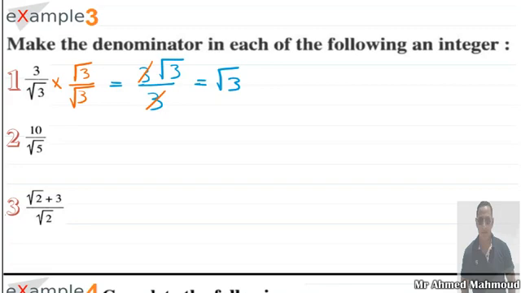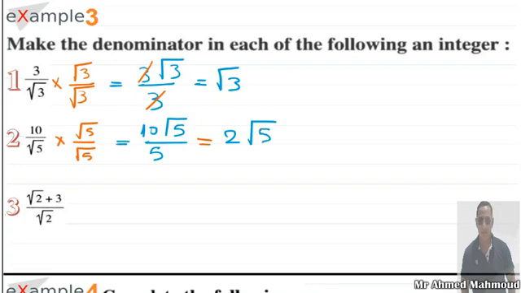The next step. Here we have 10 over root 5. We simplify this one by multiplying up and down by root 5, because it's not in the simplest form. It will be 10 times root 5 equals 10 square root 5, and root 5 times root 5 equals 5. Here we have 10 divided by 5 equals 2, and I'm going to drop down root 5. The final answer will be 2 square root 5.